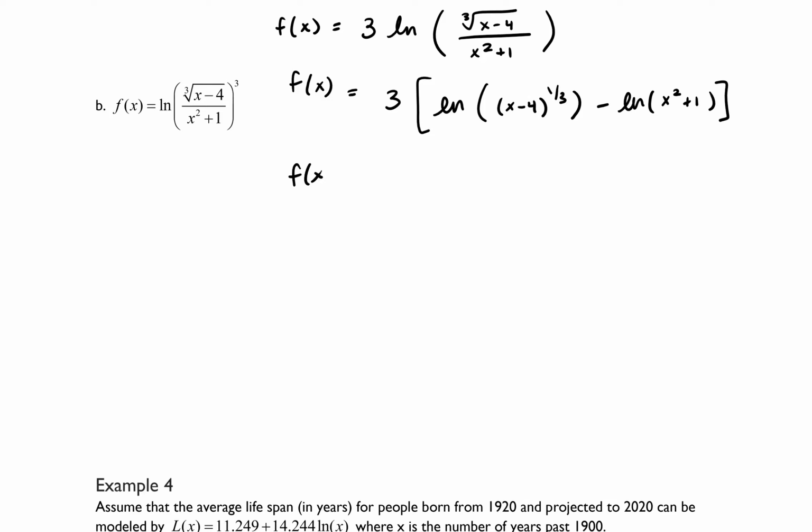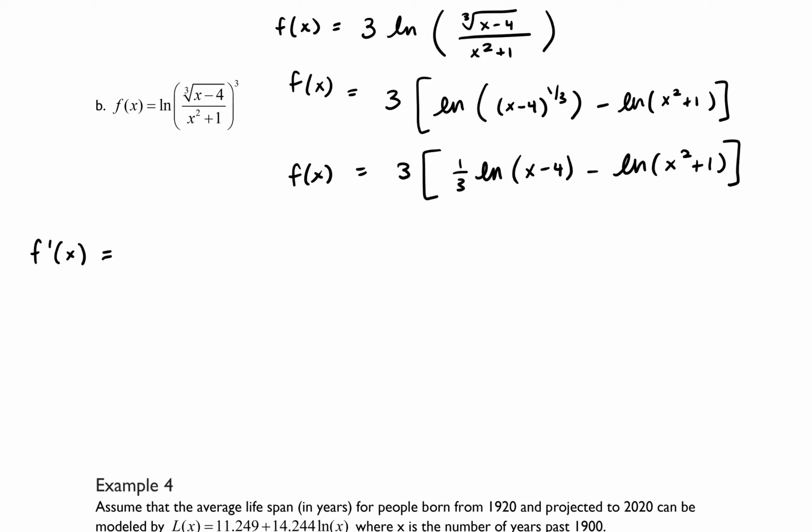And I can use the power rule one more time. So I have 3 times 1/3 the natural log of (x - 4) minus the natural log of (x^2 + 1). And that makes it a little bit easier for us to take the derivative, because if we didn't do this, we'd have to use a lot of power rule, chain rule, and quotient rule. And this just makes our life a little bit easier. So let's start taking the derivative.